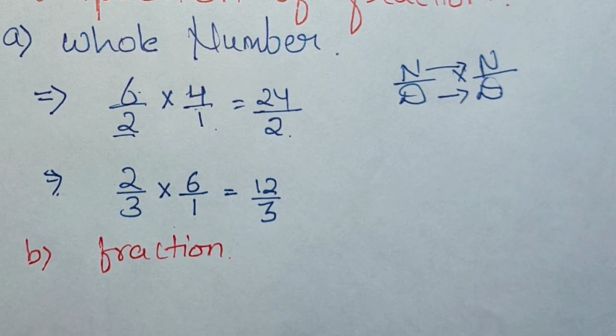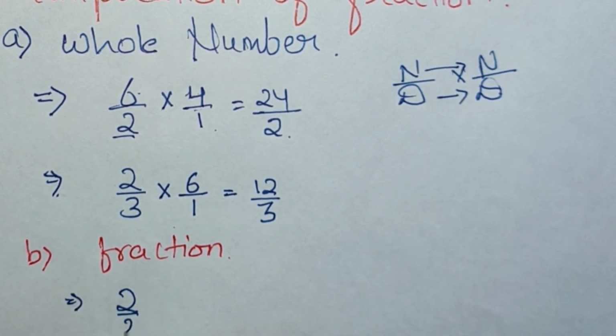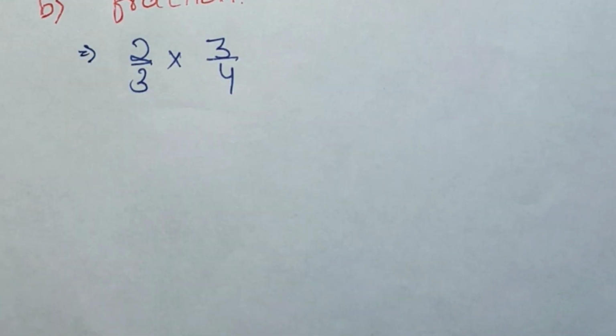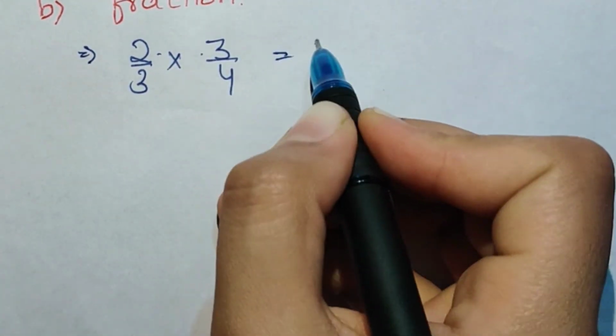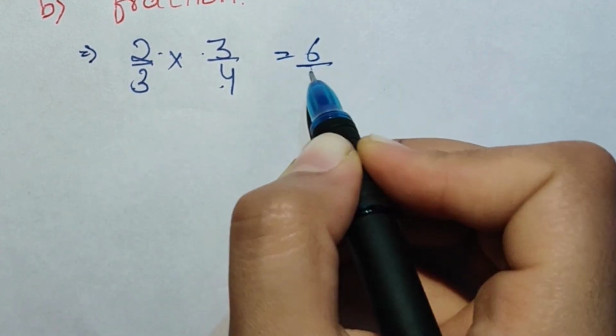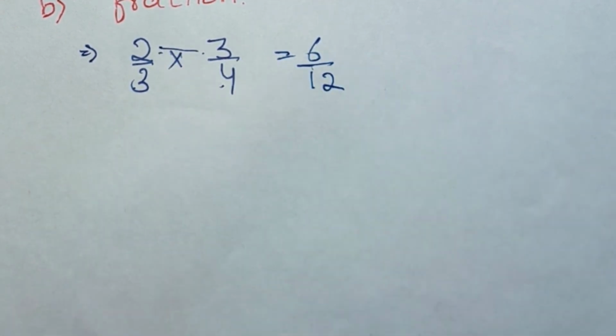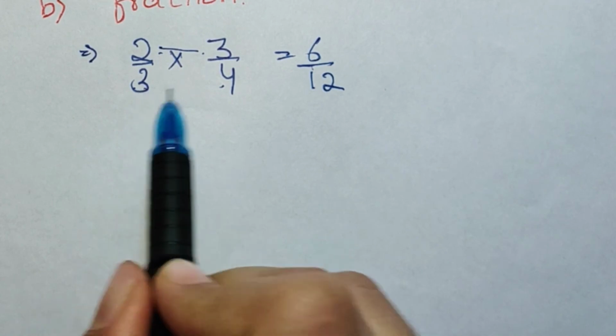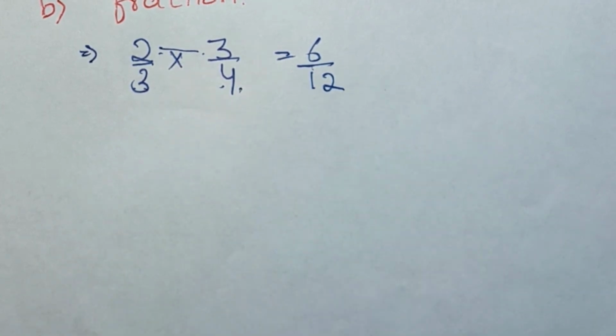Now second part is multiplication of fraction by fraction. So let us take an example. 2 upon 3 into 3 upon 4. So 2 3s are 6. 4 3s are 12. We multiply numerator with numerator and denominator with denominator.